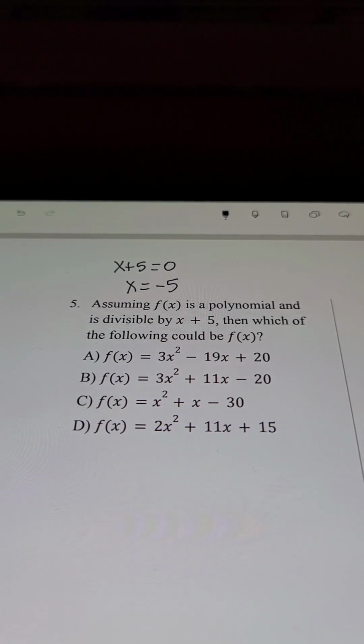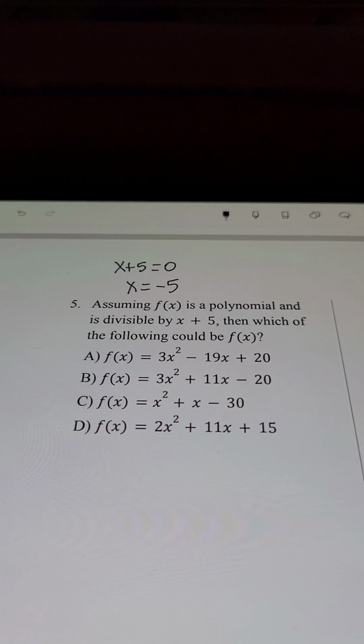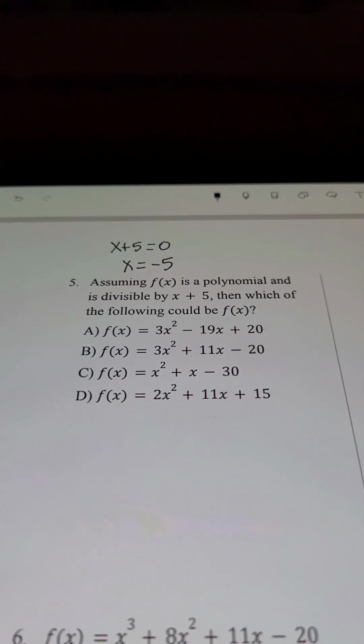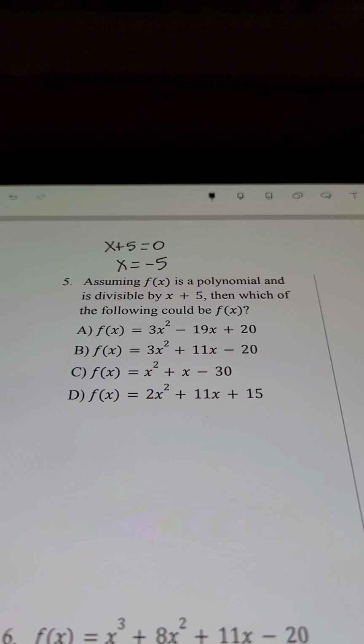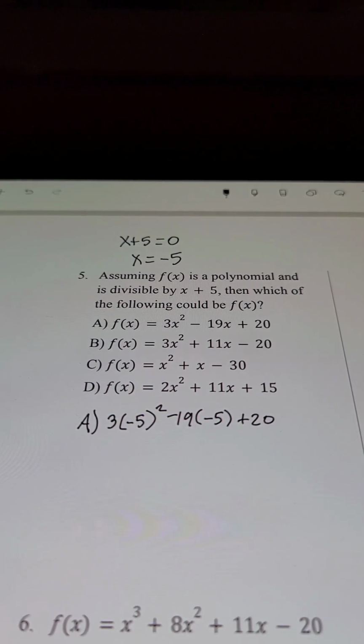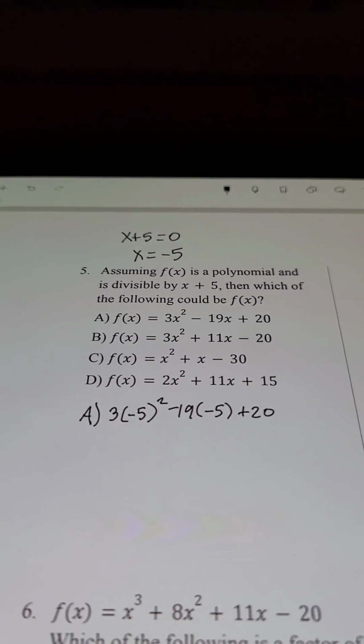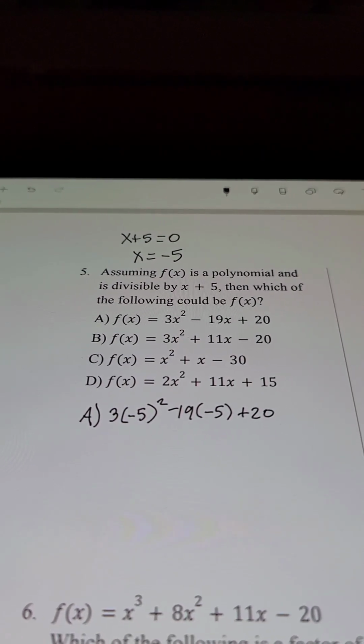And if I end up getting that this entire thing, when I put negative 5 there and do all the math, is equal to 0, then I know that it is truly divisible by x plus 5. So I would have to do that for each of my answer choices, and once I get 0, I have my answer. So all I did for answer choice A is I plugged in negative 5 where I saw an x, and I'm going to see if that makes f of x equal to 0.